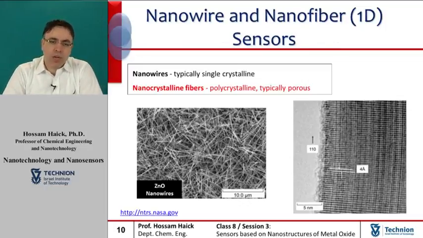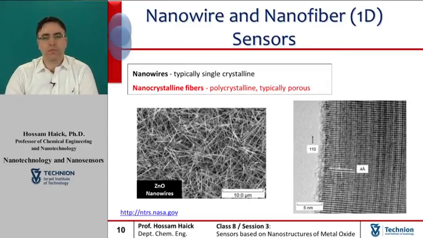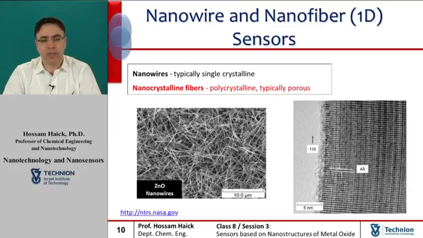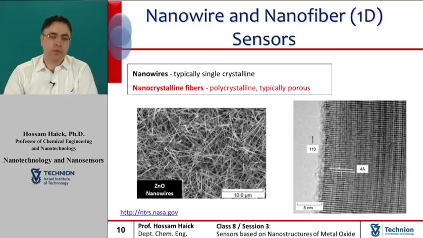An example of a nanowire-based metal oxide sensor is based on zinc oxide, as shown on the screen. Zinc oxide, with a band gap of 3.37 electron volts, is a promising semiconductor material. In particular, one-dimensional zinc oxide nanowires have promising application as gas sensors due to their remarkable physical and chemical properties and the resulting surface-to-volume properties.